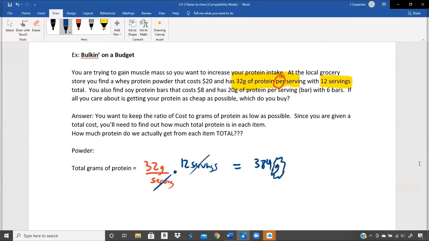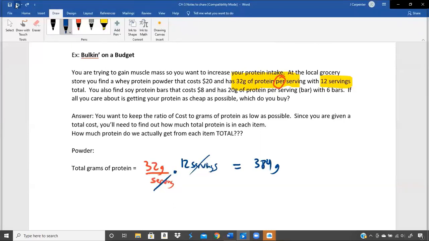This unit is the expected unit of the answer. There's no serving written anywhere. 384 is an answer that makes sense. If it's 32 grams per serving, you could literally just count them out. 32 for the first, 32 for the second is 64, 32 for the third is 96, and just add up 32 12 times until you run out of powder and you get 384 grams.